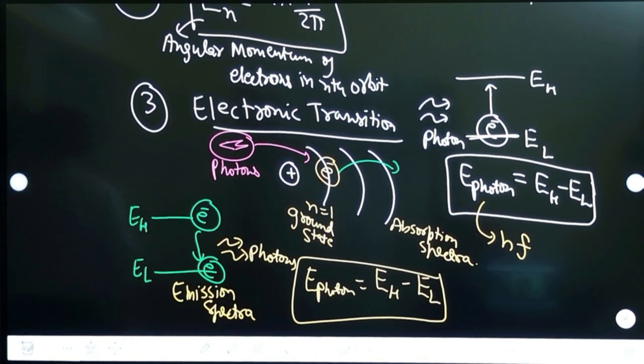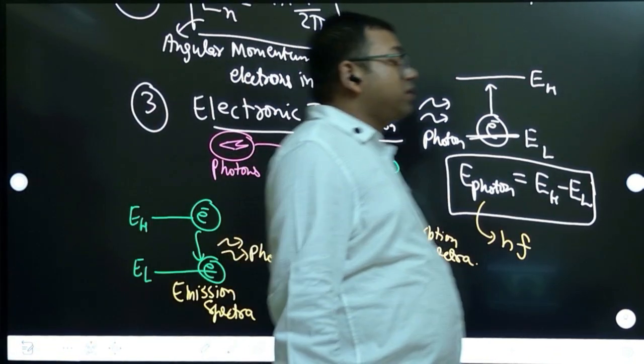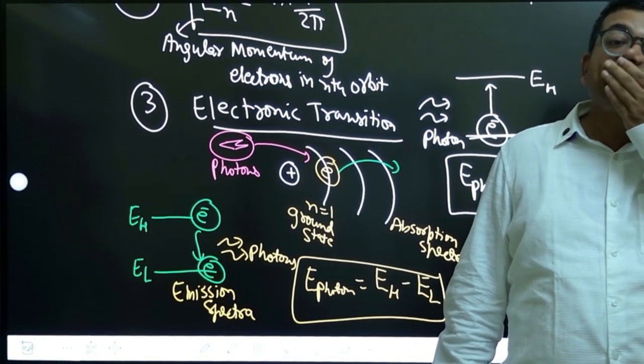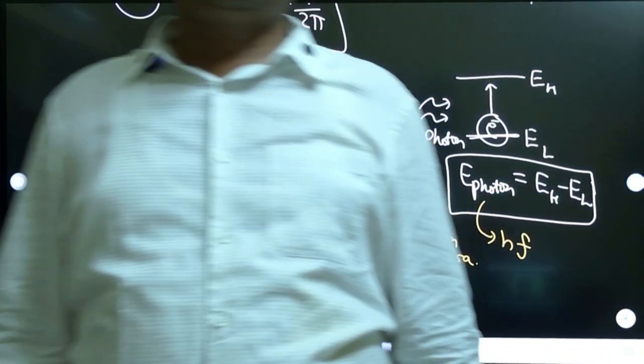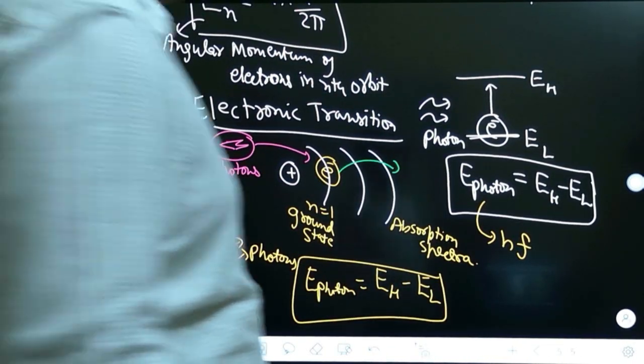So today we have covered up to this much. Of course, there are many things in Bohr's calculations, radius, velocity, kinetic energy, potential energy, everything, that we will be covering in the coming classes. Gradually we'll do that.